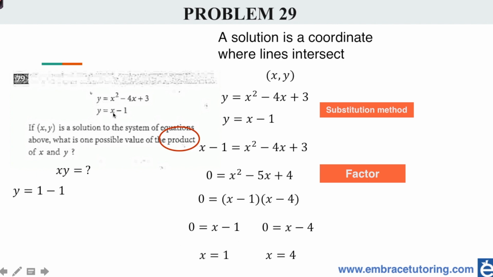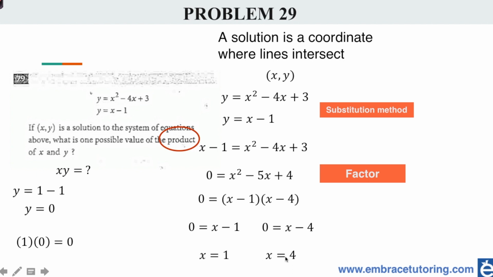So I have y equals 1 minus 1. Notice I'm plugging this in here for initially my x. So this is y equals x minus 1, which becomes y equals 1 minus 1. That then gives me 0. And when I plug this in or multiply it by anything, I will therefore end up getting 0. So 0 is definitely going to be a possible answer choice. And it says, what is one possible value of the product?